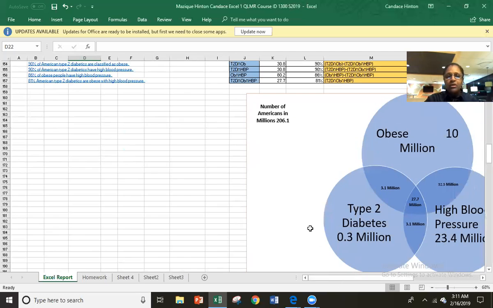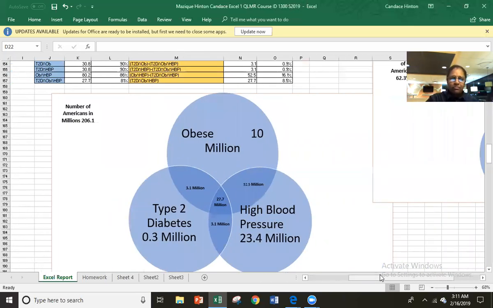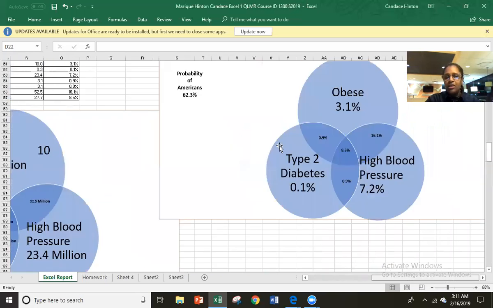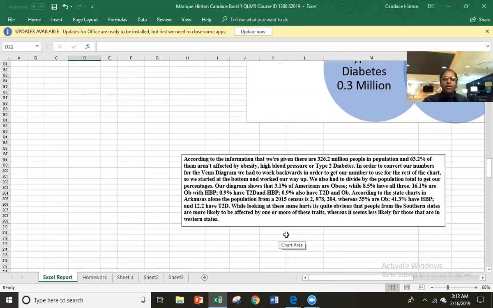For number 3, we did a Venn diagram dealing with people that had type 2 diabetes, obesity, and high blood pressure. And we also did it as percentages of the probability of them all having all 3 or just one. According to the information that we're given, there are 326.2 million people in the population, and 63.2 million of them are affected by obesity, high blood pressure, or type 2 diabetes.